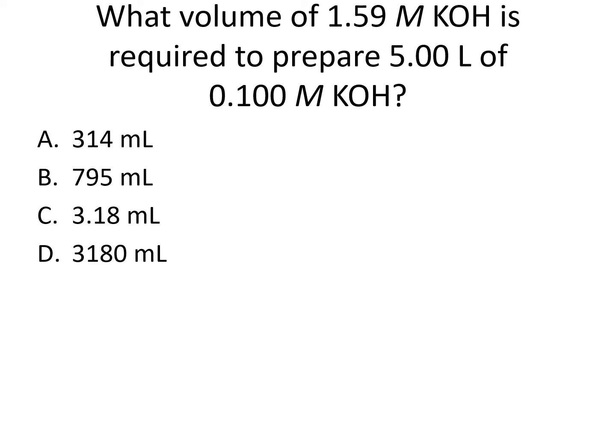What volume of 1.59 molar potassium hydroxide is required to prepare 5 liters of 0.100 molar potassium hydroxide? Pay attention to the wording here for your ones and your twos. The ones is the before set of conditions, before it's diluted. The twos are your new sets of conditions after it's diluted. Is the answer A, 314 milliliters, B, 795 milliliters, C, 3.18 milliliters, or D, 3,180 milliliters?